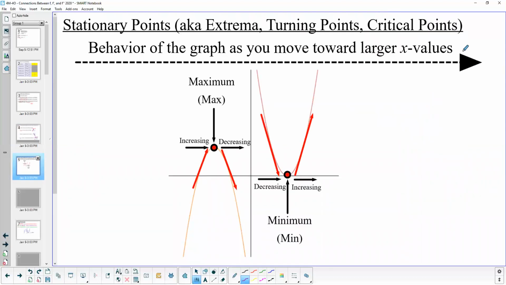And so the first slide here, and I'll give you guys time to copy these down. If you want to pause the video, you can write this down. We're going to look at things that are called stationary points.